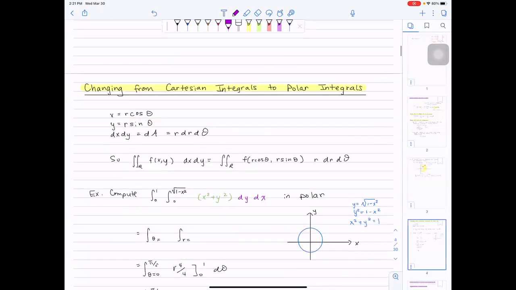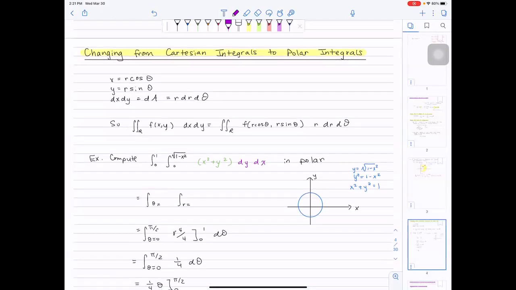Okay, so then we have formulas for converting Cartesian integrals to polar integrals. The common ones you should know are x is r cosine theta, y is r sine theta, and, as I just mentioned, dA is r dr d theta. So when you're converting from Cartesian to polar, don't forget the r.